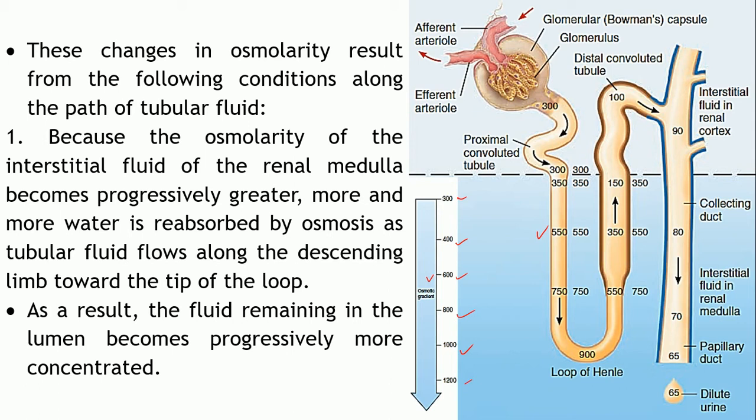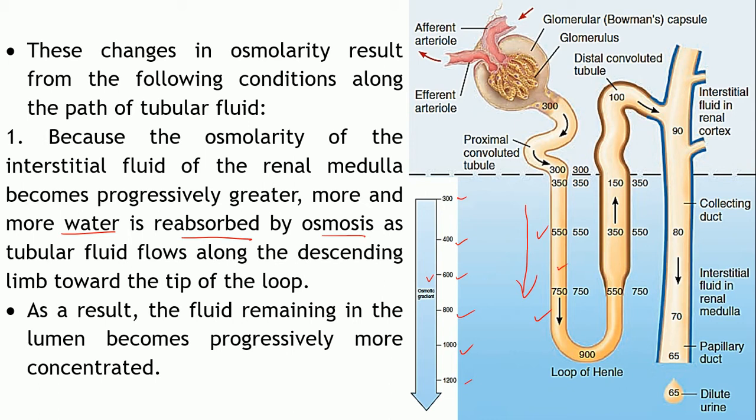Now this change in the osmolarity of the interstitial fluid in the renal medulla makes it possible for more and more water to be reabsorbed by osmosis. Remember why water moves? Now what has happened? As you go into the deeper layers of the medulla, what is happening to your osmolarity? Osmolarity is going on increasing. So what will happen to the water now, as osmolarity is more in the interstitial fluid as compared to the tubular fluid? In which direction will water move?